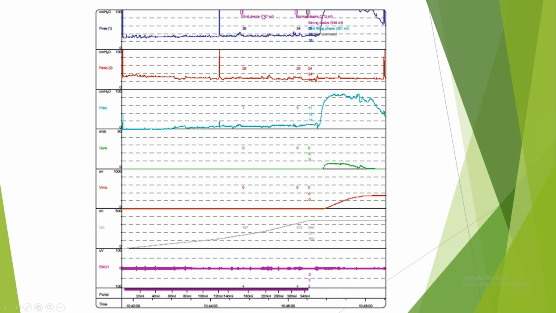See, first desire to void at 167. A strong desire to void at around 349. So actually it is a somewhat less compliant bladder. It should be around 500. Strong desire to void at that point means bladder capacity is somewhat less. But if you don't mention it also, no problem. Now what is the problem during voiding here?